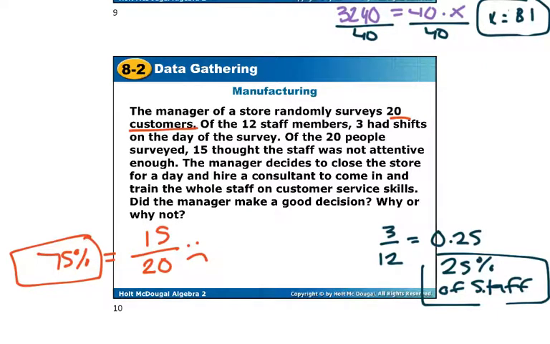I assume he estimates then that if a fourth of the staff there was inattentive, a fourth of the total staff would be inattentive. But again, that's only 5 out of 20. That doesn't seem like a lot of people. At that point, business-wise, I would have just said no, not a good decision. Just train those that were inattentive.